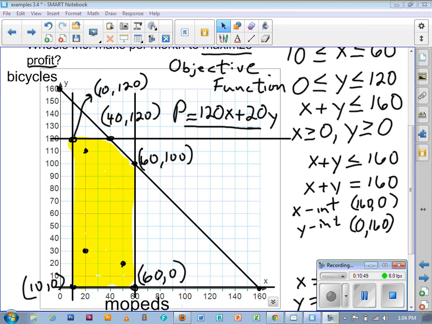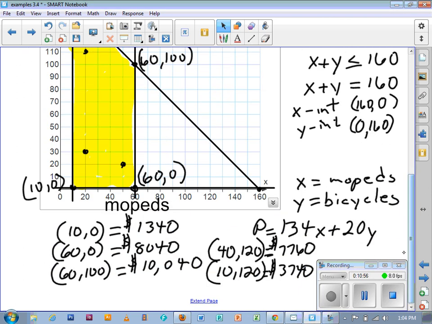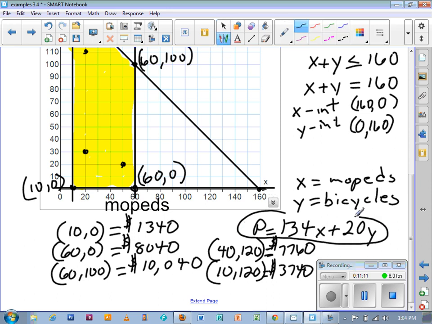Okay, welcome back. What I've done is I've taken all the vertices of the shaded region and put them in this location down here below. (10, 0), 10 mopeds and 0 bicycles; (60, 0), 60 mopeds and 0 bicycles. All these are corners or vertices, and we substitute them into this objective function. You can just simply type it in your calculator. The results are as follows. If I produce 10 mopeds and no bicycles, we'll make $1,340. And of course, the objective is to make as much money as possible.